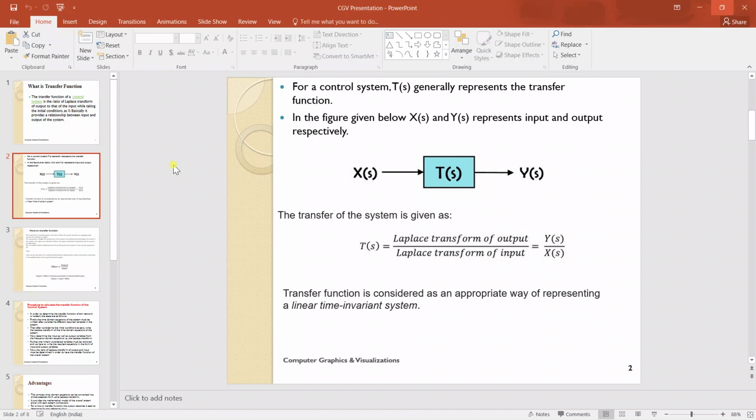In the figure given below, X(s) and Y(s) represent input and output respectively, where X(s) is input, Y(s) is output, and T(s) is the transfer function. So the transfer function of a system is given as the Laplace transform of output upon the Laplace transform of input. So transfer function is considered as an appropriate way of representing a linear time invariant system.